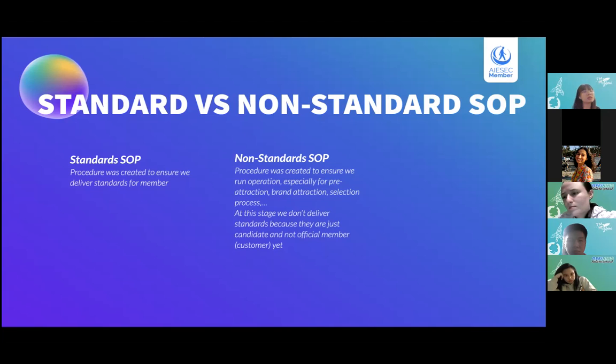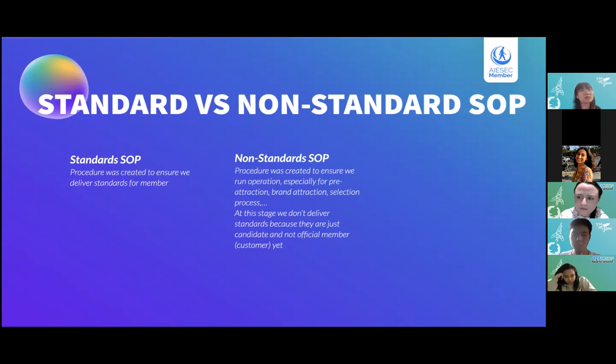So you can imagine that when you create the SOP, it needs to include and cover the whole customer journey in this case, so that when you are working on it, you will not miss anything, and you will not be asking, okay, what is the thing that we are going to do right now?